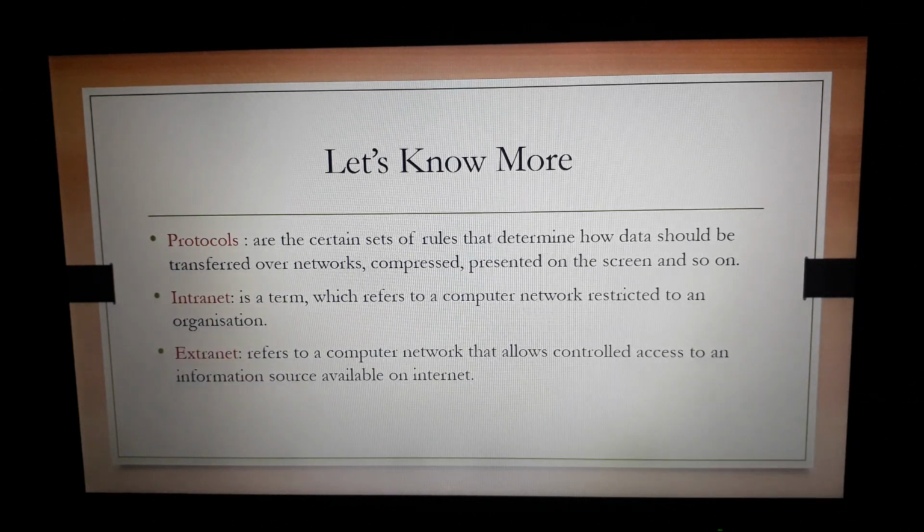Then extranet. Extranet refers to a computer network that allows controlled access to information sources available on the internet. It is also one type of private networking, but the controlling access is with some owner or company, they have the control power over it, and only through that can you use information from the internet. Okay, now next.